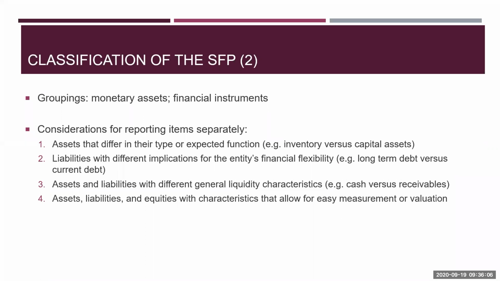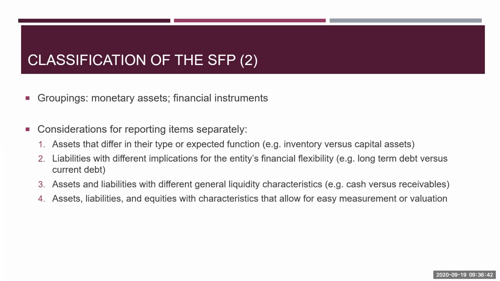If they are paid over a longer time horizon, then they become long term. So your assets and liabilities have different liquidity characteristics. If you think of your statement of financial position, all the elements on your SFP are listed in the order of liquidity. Liquidity is how quickly you can convert that item to cash. If you think of your current asset section, the first item would always be your cash account. So your assets, liabilities, and equity have characteristics that allow for easy measurement or valuation.